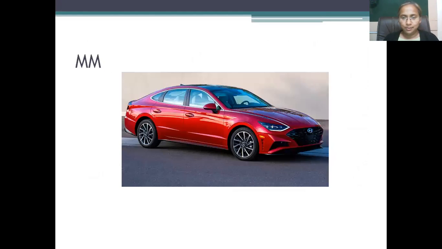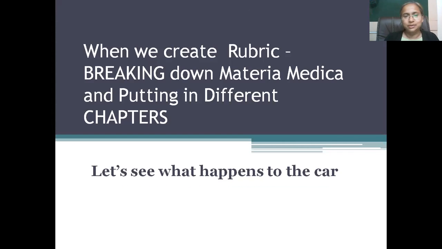So see what happens with materia medica. This is a beautiful materia medica which has all the symptoms, all the parts, all the features. It's just like a car which has all the features you want. So it's complete. Okay, this is a brand new car. And see what happens when we go to repertory.